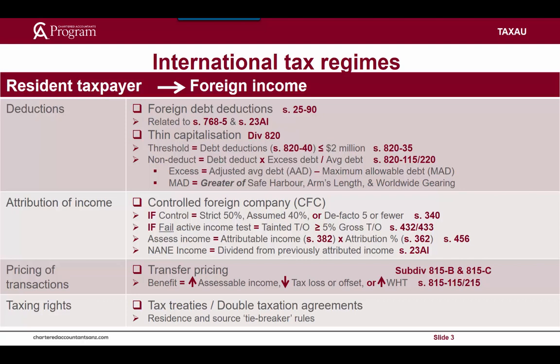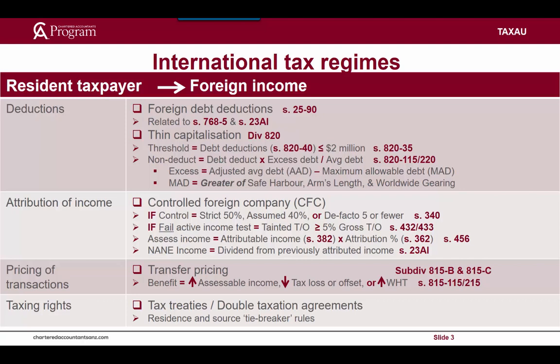International tax rules can also attribute income to an Australian taxpayer before it has actually been received by the taxpayer. The Controlled Foreign Company (CFC) rules apply where a resident taxpayer controls a foreign company, the foreign company fails the active income test, and has attributable income. Where income is attributed to an Australian taxpayer, that income is included in the taxpayer's assessable income under Section 456, even though it's not actually been distributed by the foreign company. When it is later distributed by the foreign company, it will be non-assessable, non-exempt income under Section 23AI.